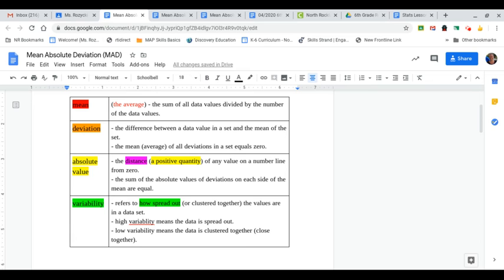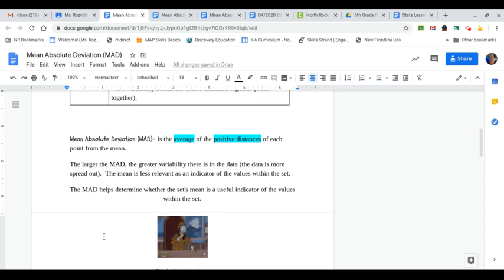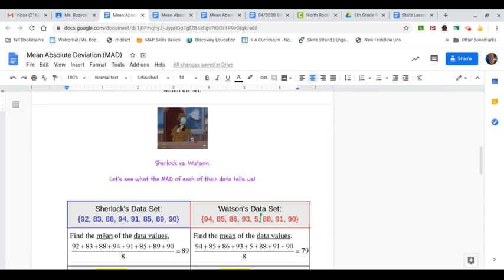Variability, we'll talk a little bit more. Basically, it's how spread out the values in a set are. Here are some definitions you can look over, or some notes I wrote for you.